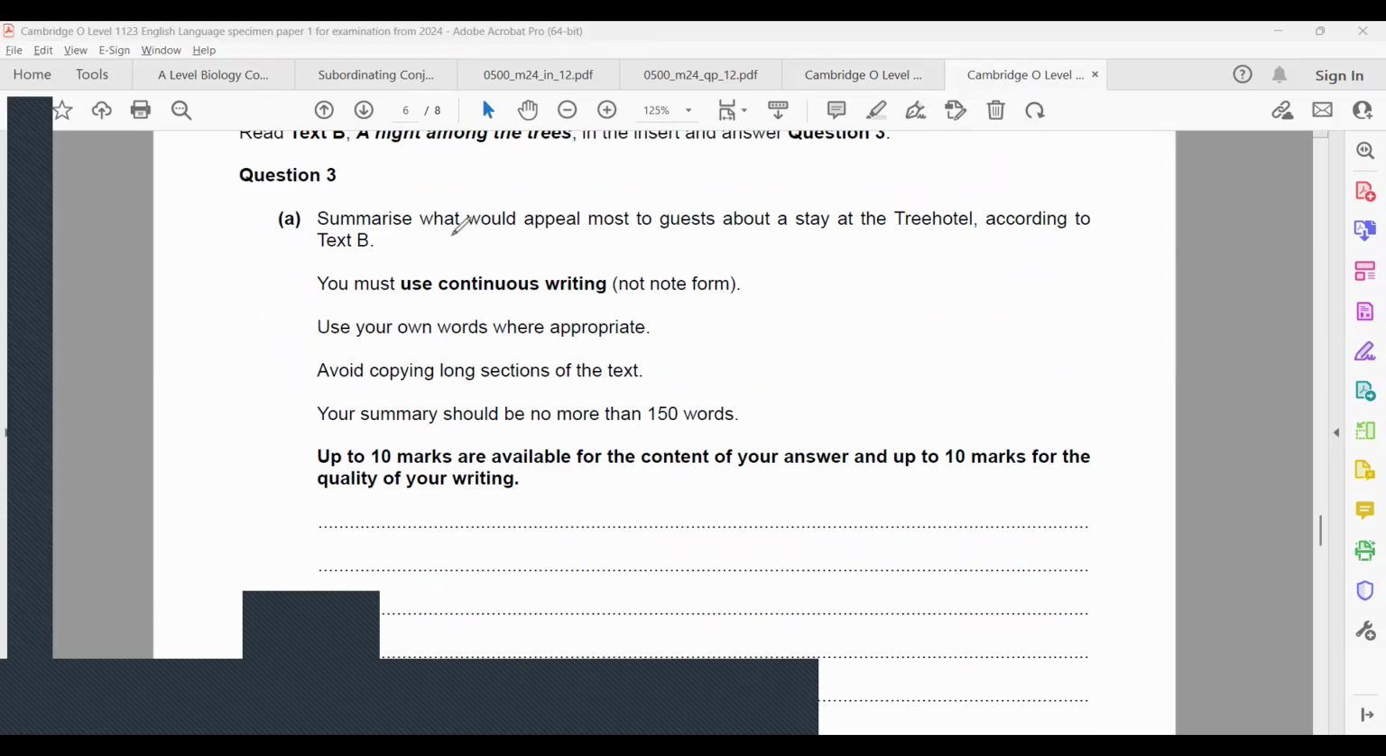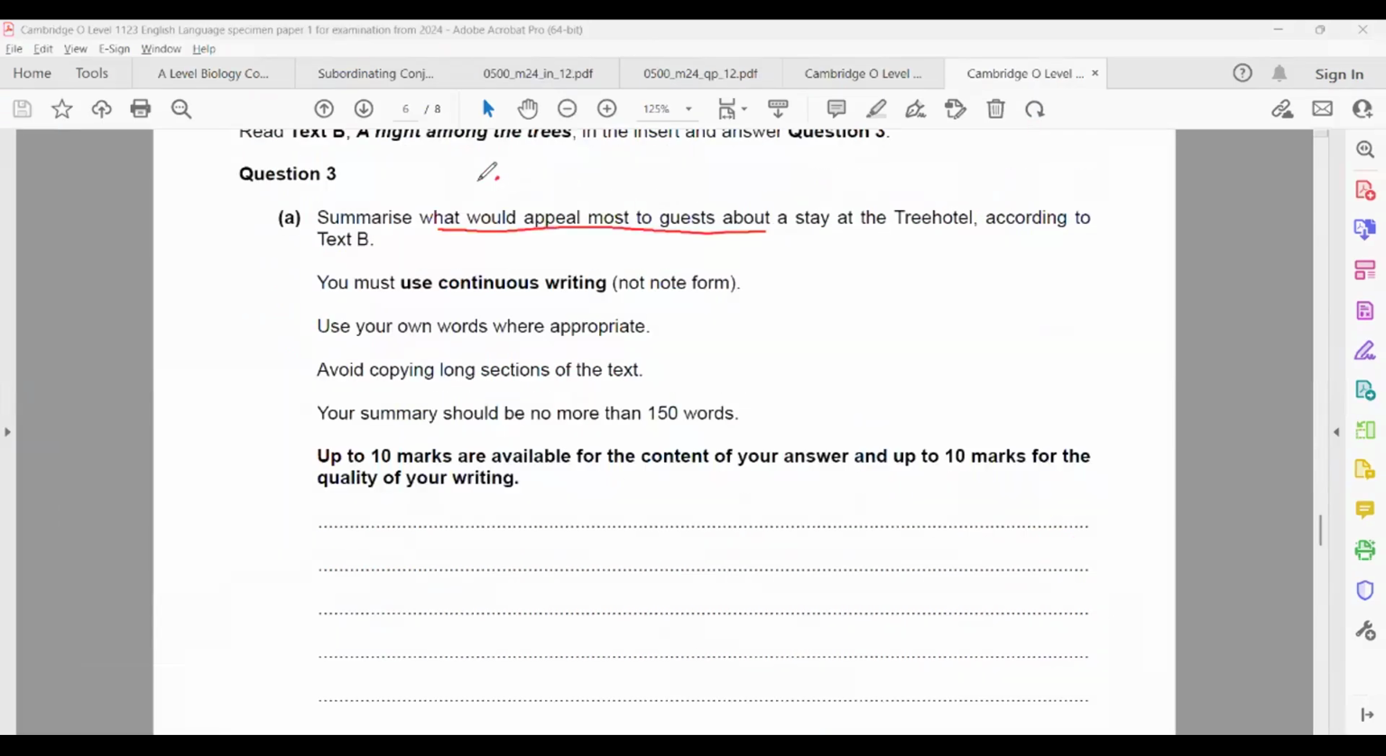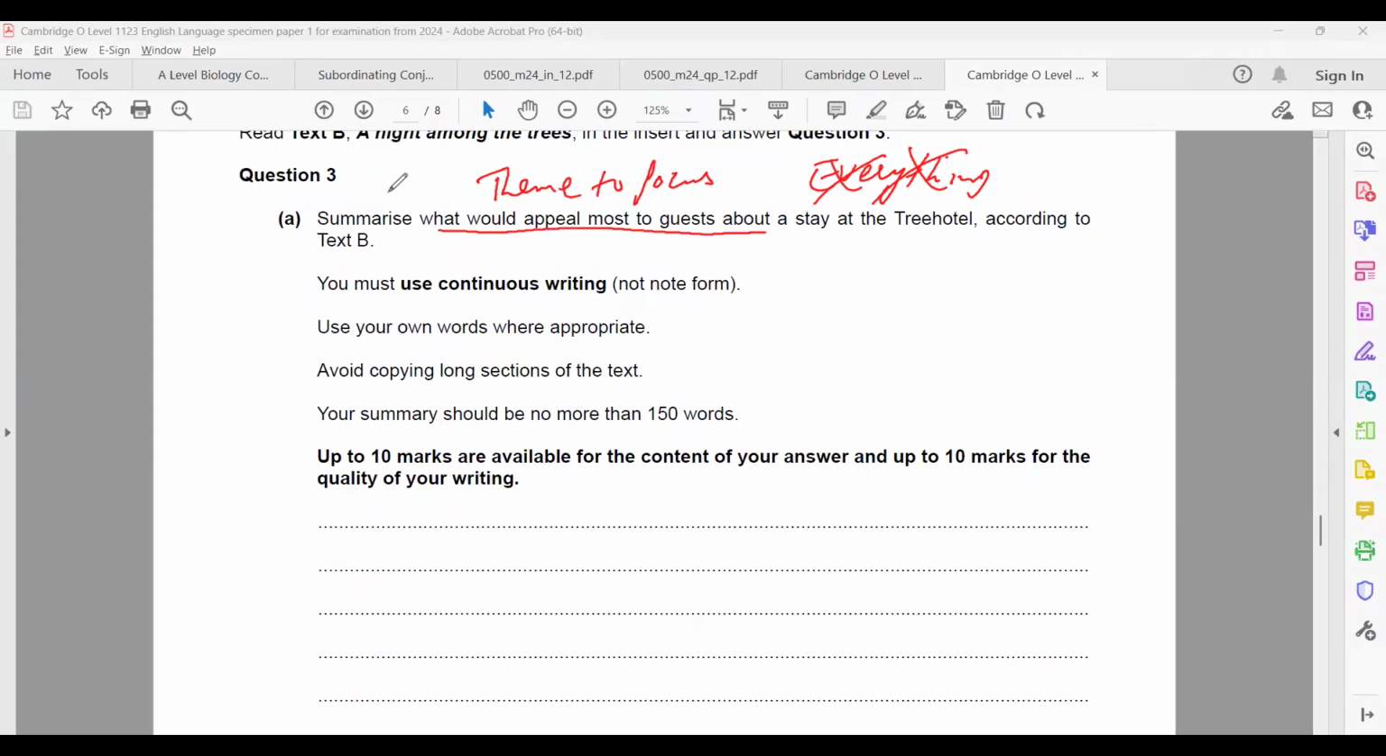This is important. What would appeal most to the guests? What they're giving you is a theme to focus on in the summary. So you don't have to summarize the whole text. You don't have to summarize everything. No, don't do that. You have to find points for this theme.